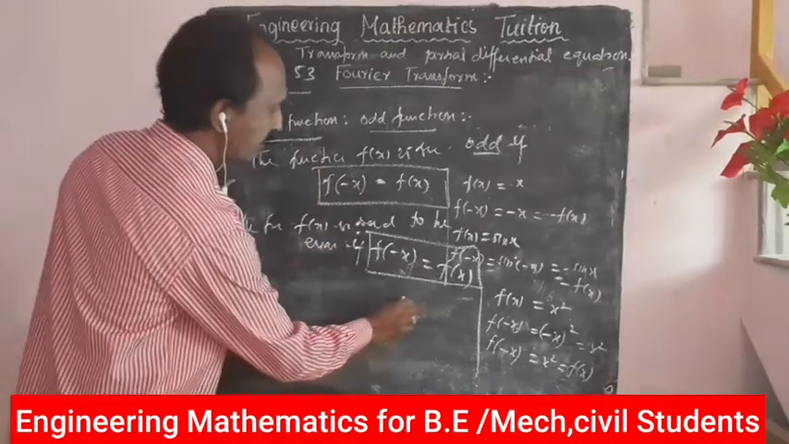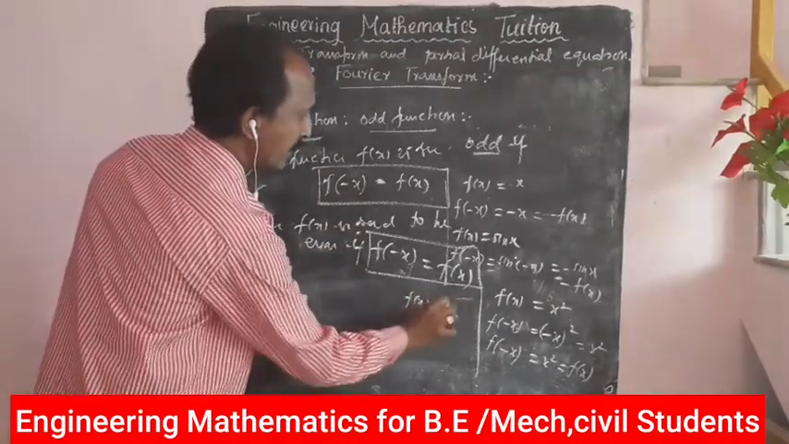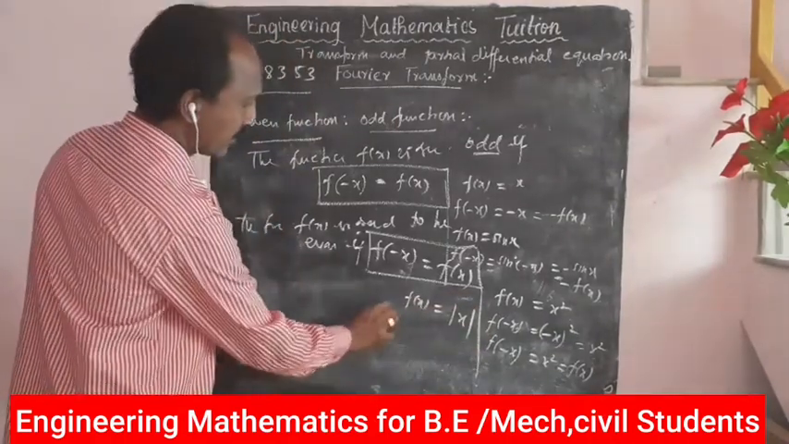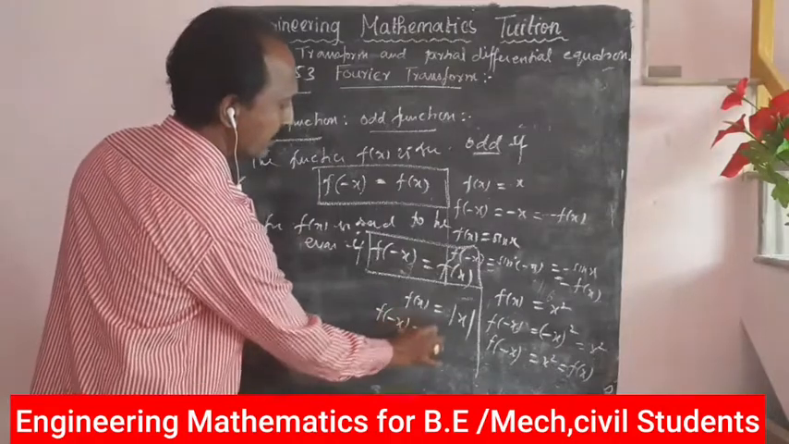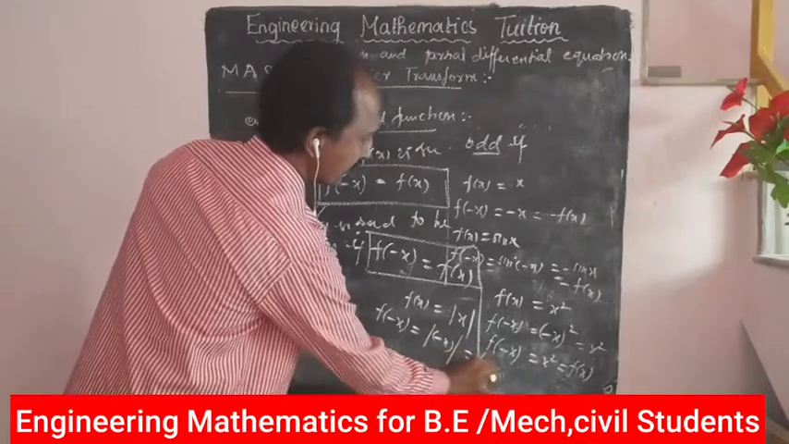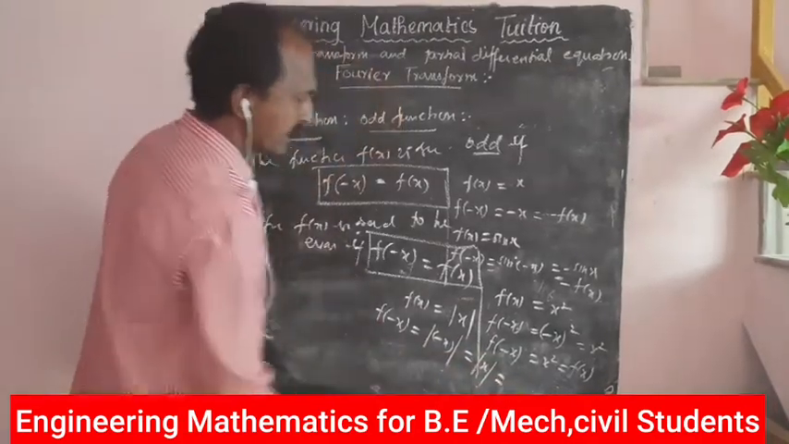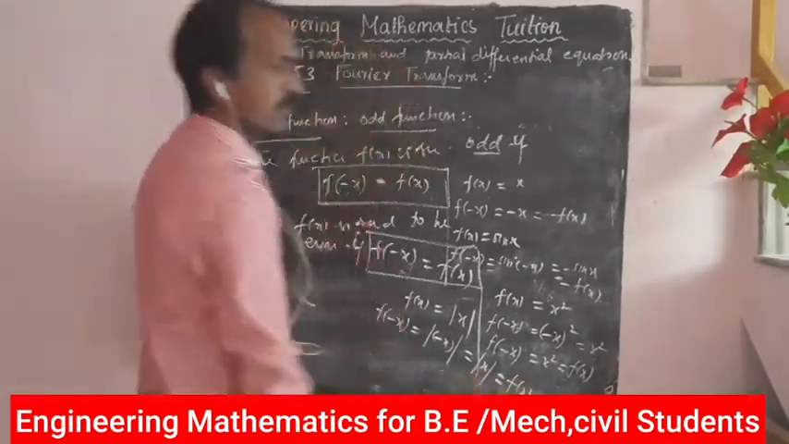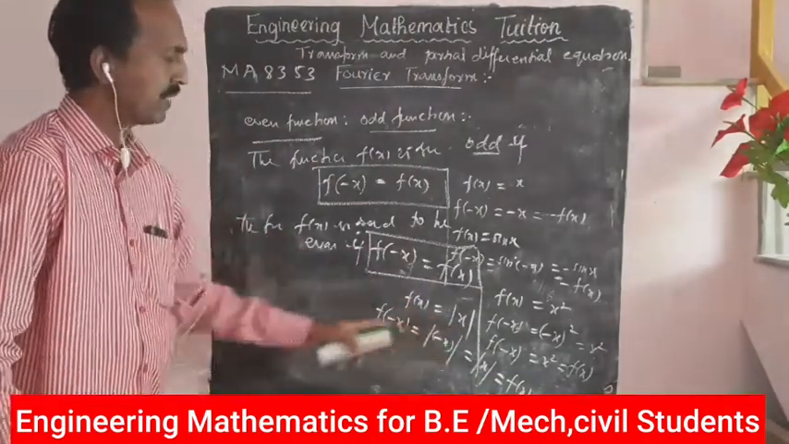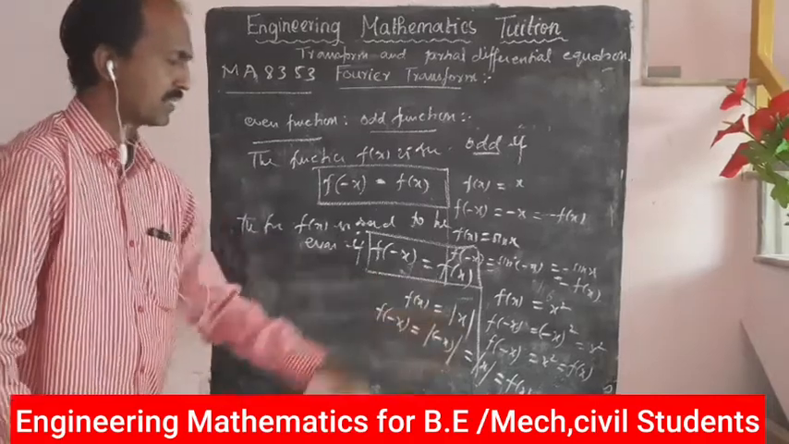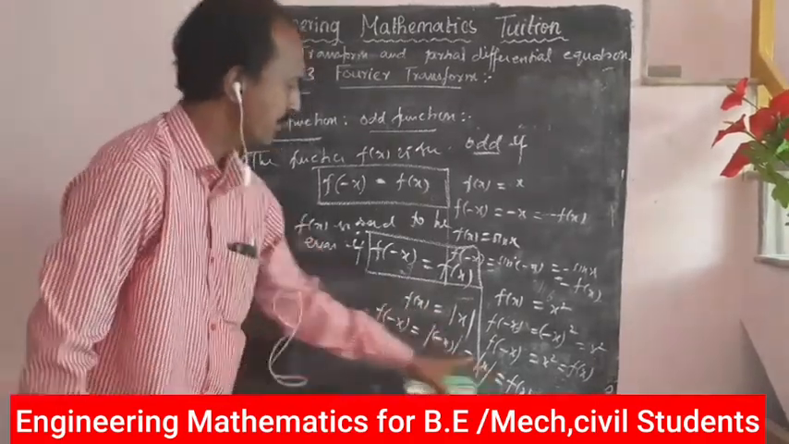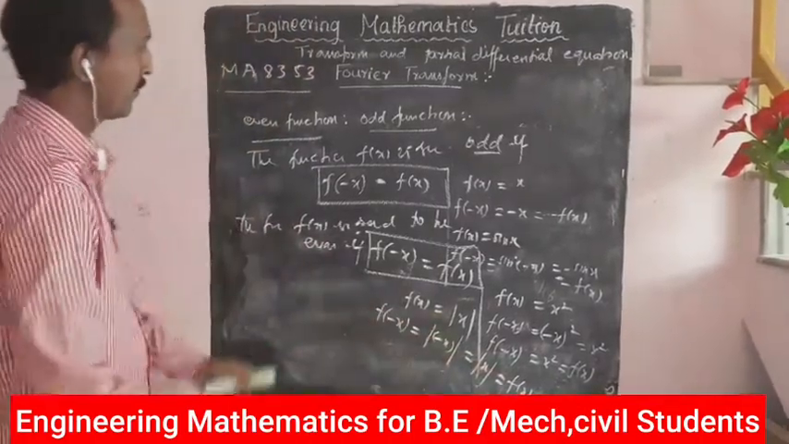Another example, f of x equal to mod x. So f of minus x is equal to modulus of minus x, equal to mod x, which is nothing but f of x. Mod x means the absolute value of x. So we take any value, positive or negative, and the answer is mod x. So f of minus x is equal to f of x. So f of x is even.